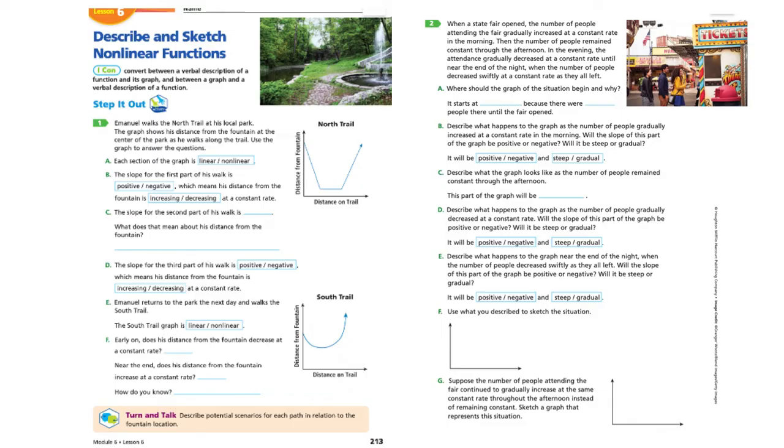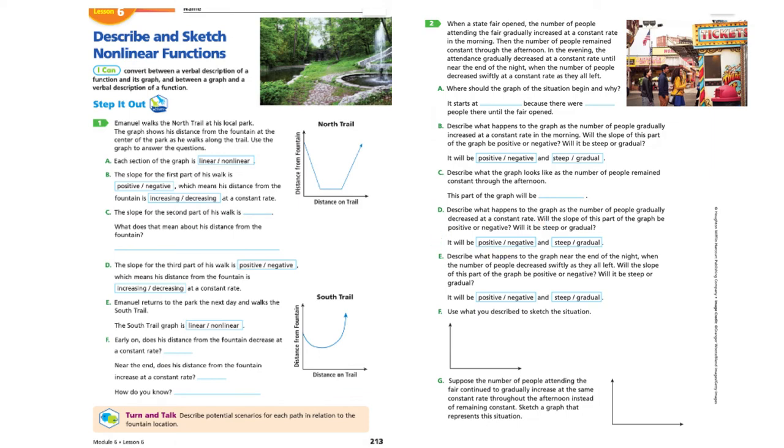C, describe what the graph looks like as the number of people remained constant throughout the afternoon. This part of the graph will be what? D, describe what happens to the graph as the number of people gradually decreased at a constant rate. Will the slope of this part of the graph be positive or negative? Will it be steep or gradual? So you'll answer those questions here.